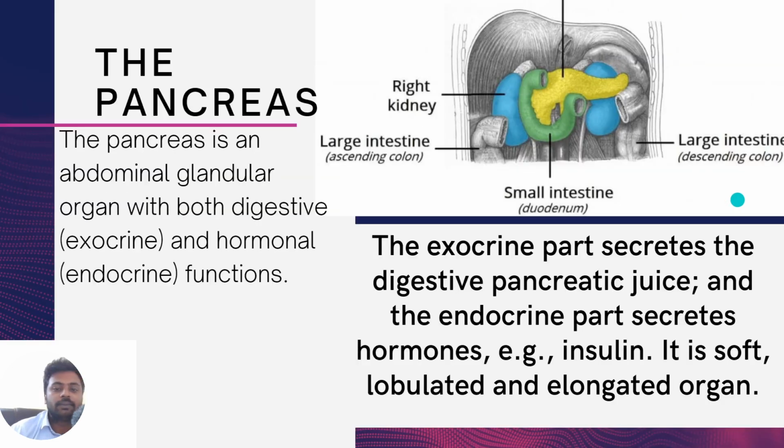Next topic, we will discuss the pancreas. Anatomy of the pancreas. The pancreas is an abdominal glandular organ with both digestive and hormonal functions. In this video, we will look into the anatomy of the pancreas, its structure, anatomical position and vascular supply. Location: the pancreas lies more or less transversely across the posterior abdominal wall at the level of the first and second lumbar vertebrae.